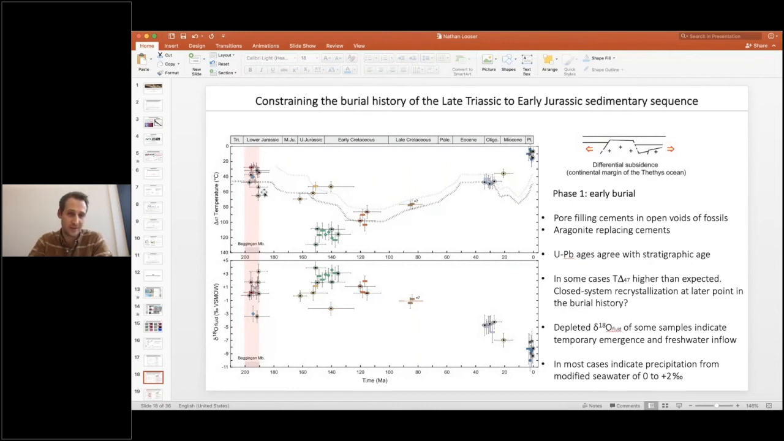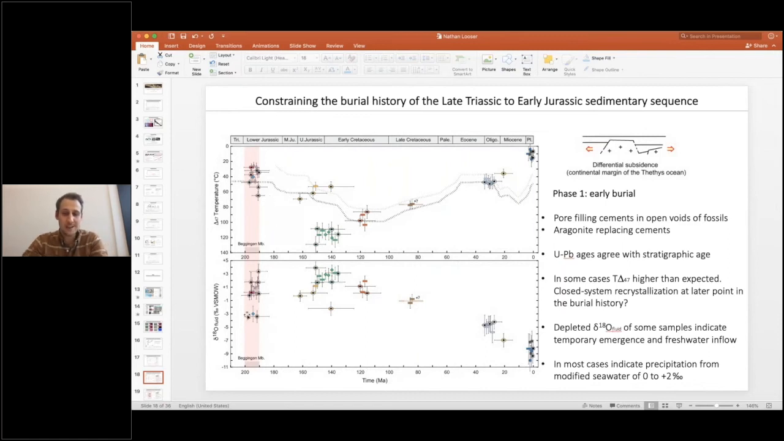We see, though, one or two temperatures that are too high, and this can be explained by later-stage closed system recrystallization. That means if you recrystallize a cement under closed system conditions, then it will record a new temperature, but you will keep the uranium-lead age because you're not changing the isotopic composition of uranium and lead. So that is a potential explanation for these two.